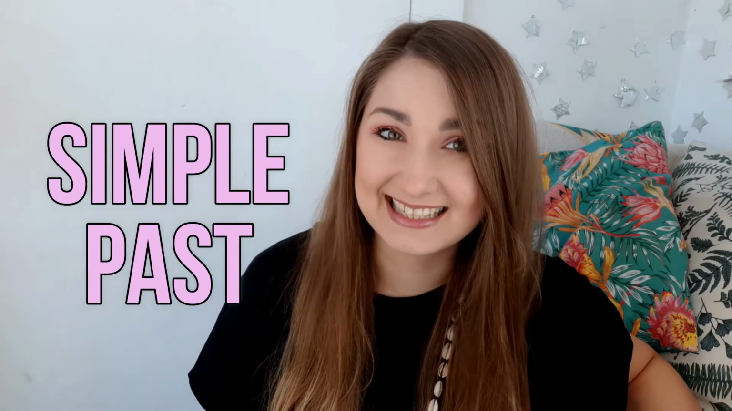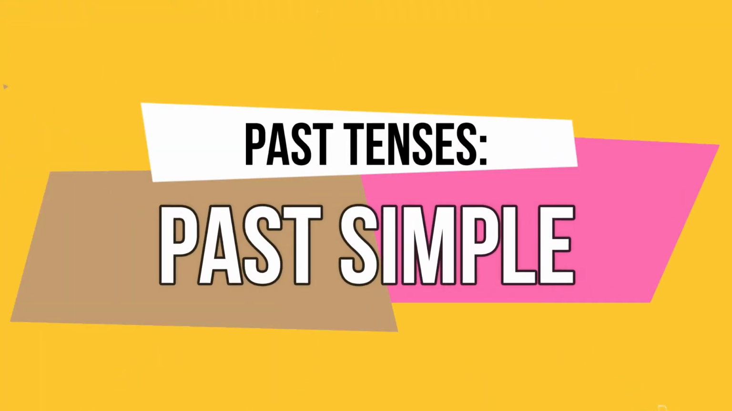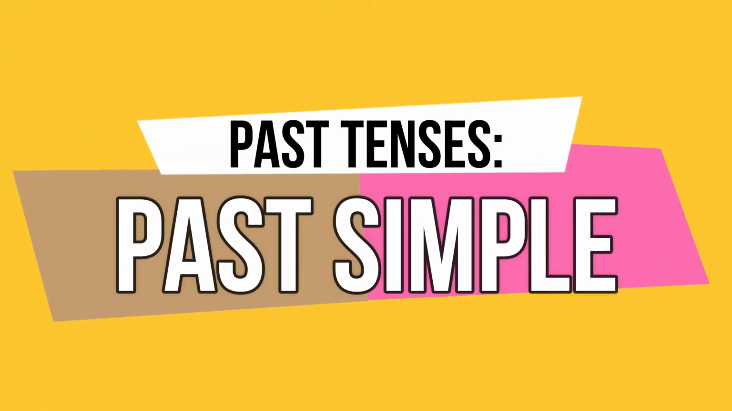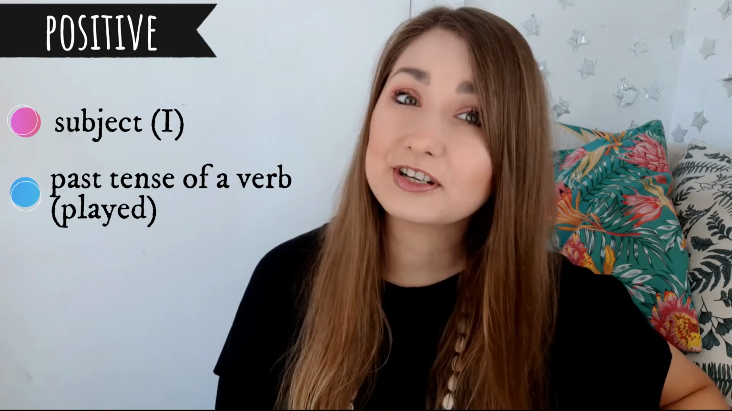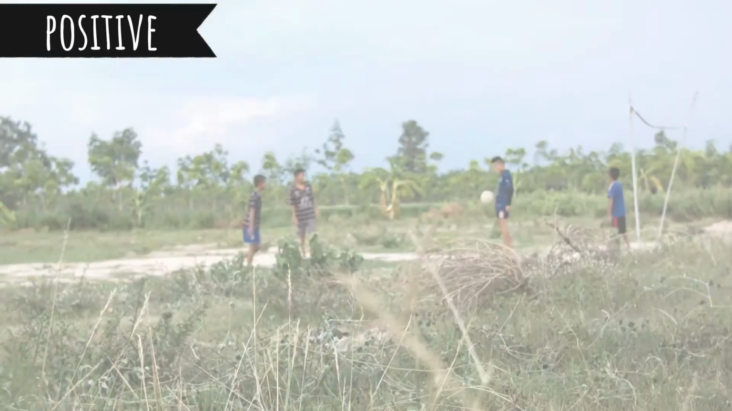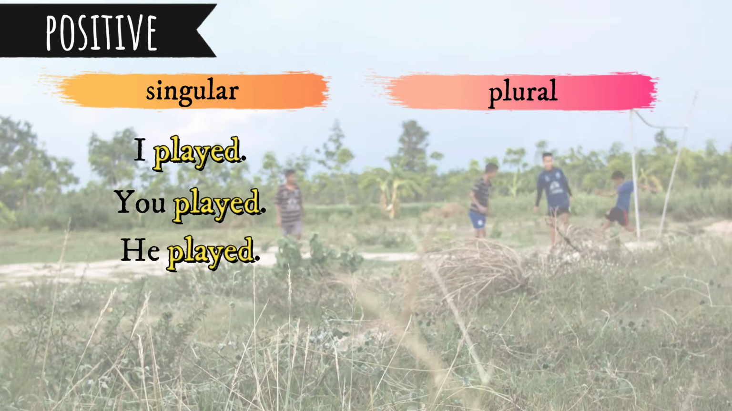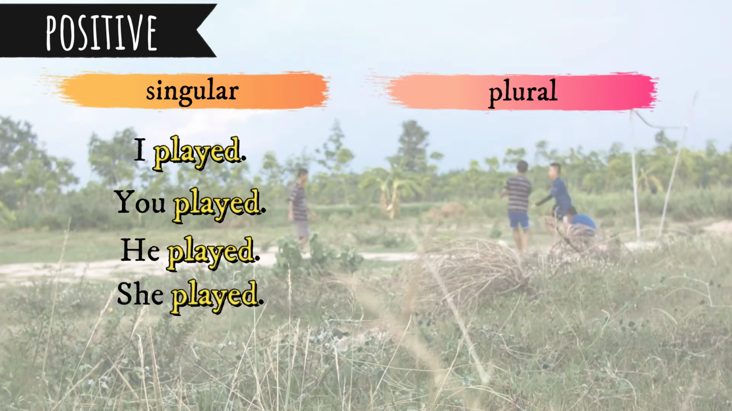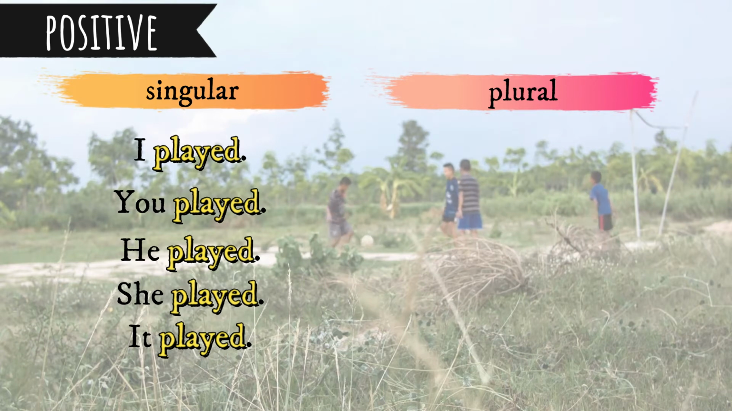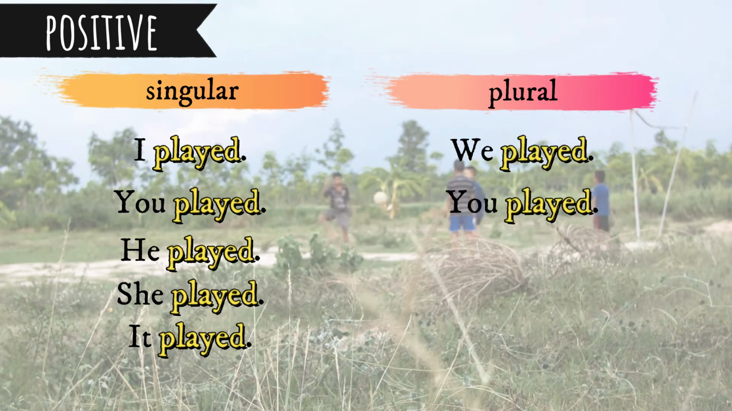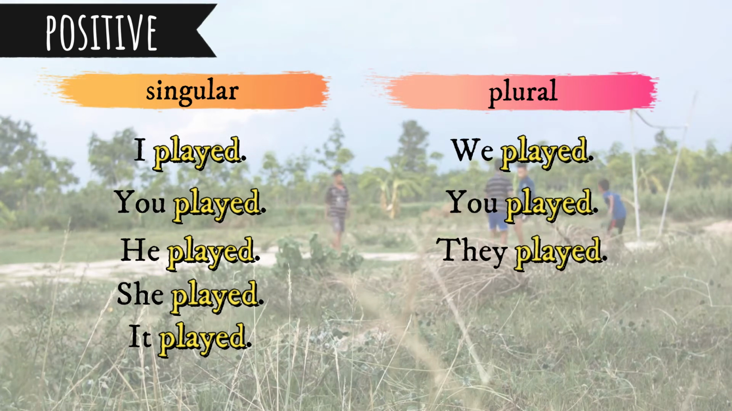Today you will learn how to make and use the simple past tense. To make the positive or affirmative form, we need a subject, for example, I, and the past tense of a verb, for example, played. I played. You played. He played. She played. It played. We played. You played. They played.